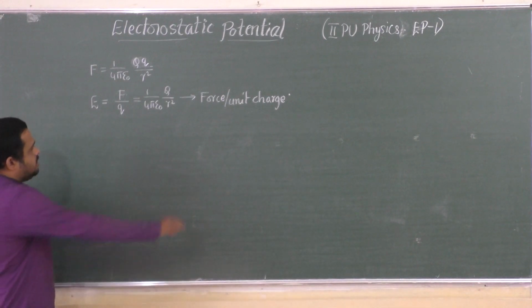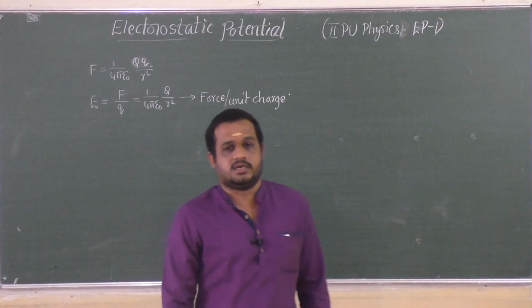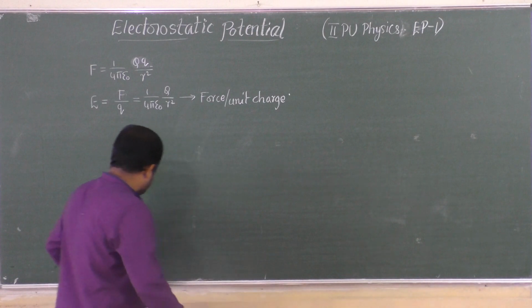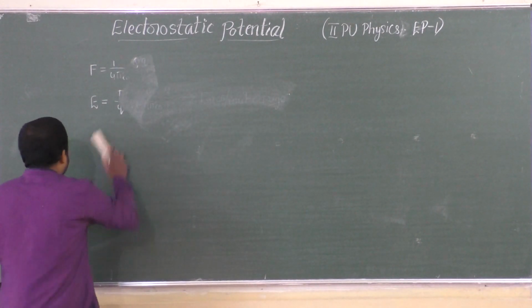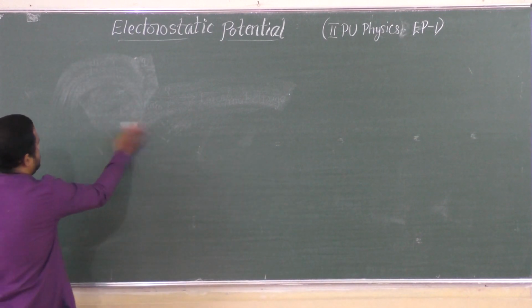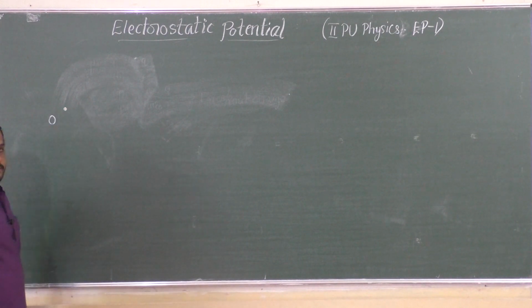Now let us try to understand a few terms with the help of a small example. Consider a point O somewhere here.